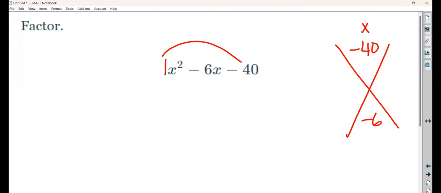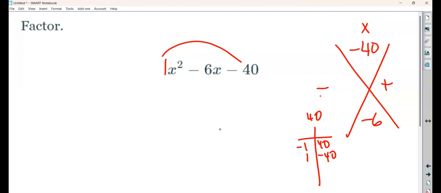All right, the only way to get a product of a negative number is to have one negative and one positive. So I'm starting to think of my factors of 40. And I've got negative 1 and 40 or 1 and negative 40. Okay? And I've got 2 and 20, but that's pretty far away from 6. I've got 5 and 8. What else have we got?